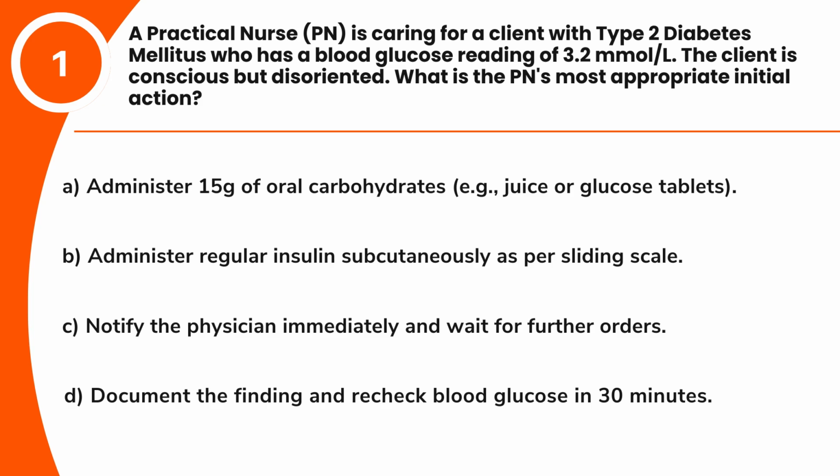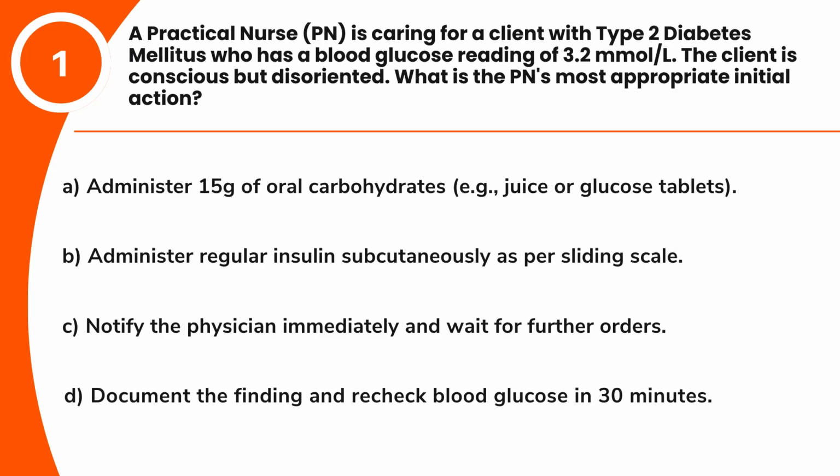Question 1. A practical nurse, PN, is caring for a client with type 2 diabetes mellitus who has a blood glucose reading of 3.2 mmol/L. The client is conscious but disoriented. What is the PN's most appropriate initial action?